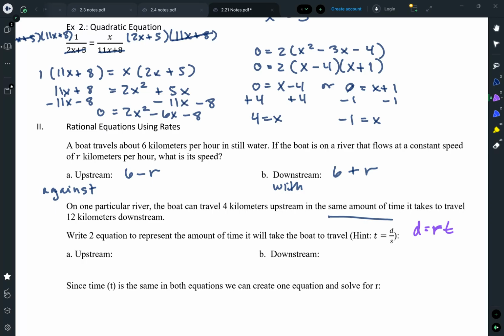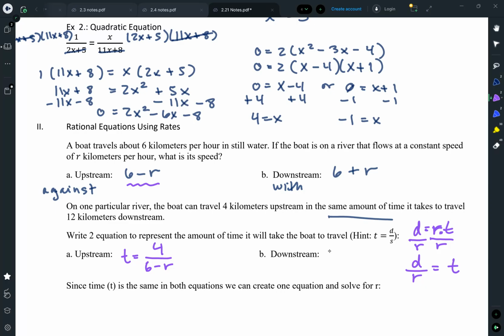And then we're trying to think, how would we solve this equation for T? Well, if R and T are being multiplied and I want T to be by itself, then I have to divide by R. So my distance divided by my rate, which is really a speed, is going to equal my time. And I'm doing that for both of them. So for the first one, my time is going to equal my upstream distance, 4 kilometers, over my upstream rate or speed, which is 6 minus r. And that's what I had up here, right? Because in still water, I would travel at 6 kilometers per hour, but my boat is getting slowed down by the river, so I have to subtract r.